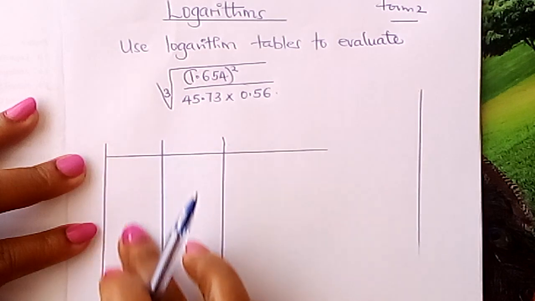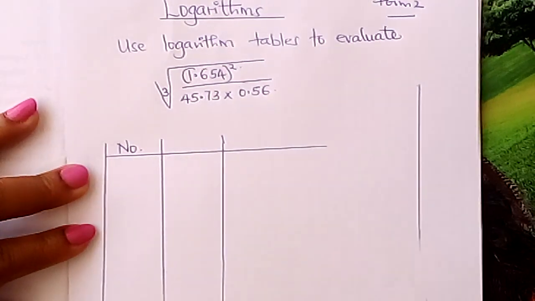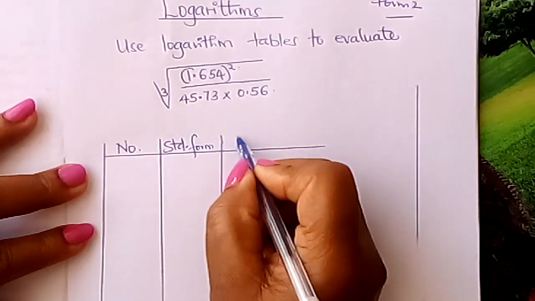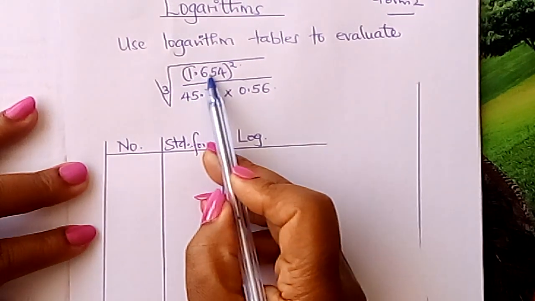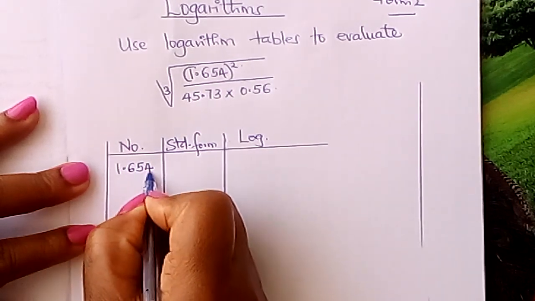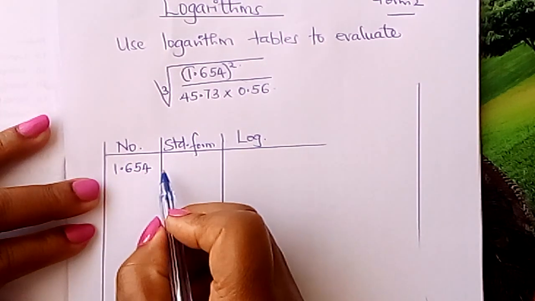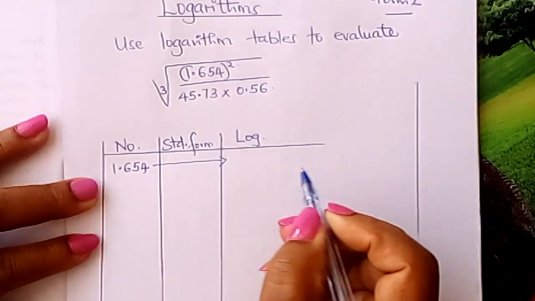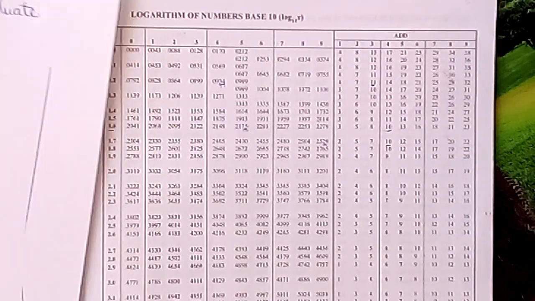So you draw three columns: 1, 2, 3. In the first you write the number, here you write the standard form, and here you write the logarithm. Take your numerator, 1.654. Get its standard form. It's already okay, so you go direct and read the logarithm of that.